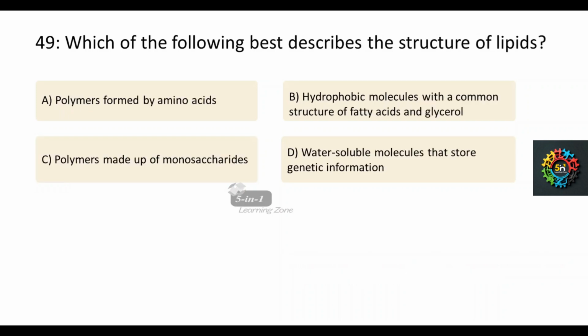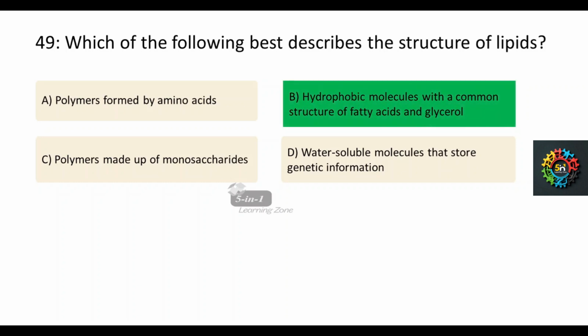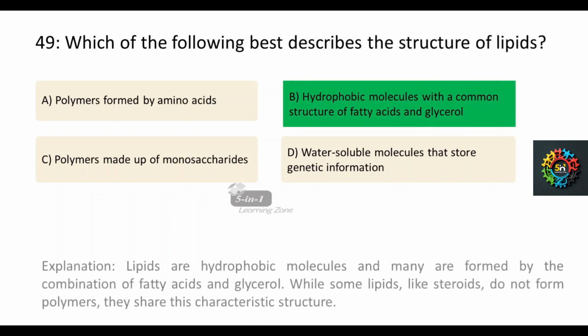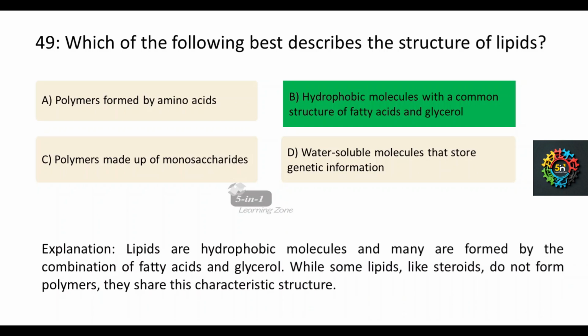49. Which of the following best describes the structure of lipids? Answer: B. Hydrophobic molecules with a common structure of fatty acids and glycerol. Explanation: lipids are hydrophobic molecules, and many are formed by the combination of fatty acids and glycerol. While some lipids, like steroids, do not form polymers, they share this characteristic structure.